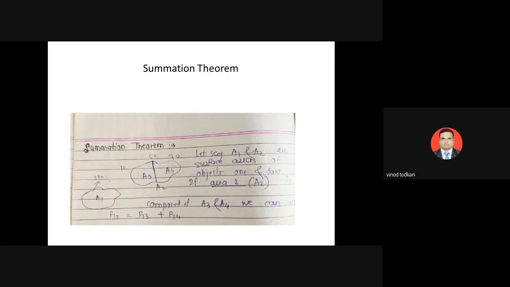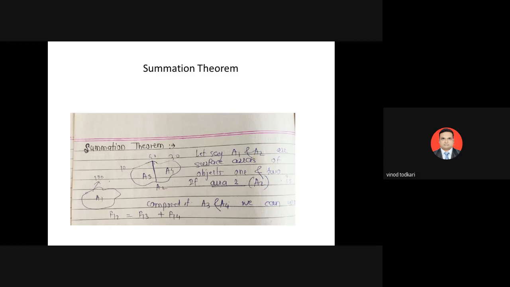So what will be F13? It will be 0.1. What will be F14? It will be 0.3. So 0.1 plus 0.3 will be equal to 0.4. 0.4 is equal to 0.1 plus 0.3. So simply F12 is equal to F13 plus F14. Summation: if an area is split into 2, we can carry out the summation of view factors. F12 is equal to F13 plus F14.